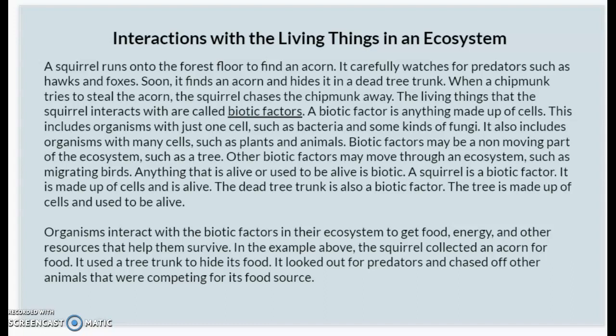A squirrel is a biotic factor. It is made up of cells and it is alive. The dead tree trunk is also a biotic factor. The tree is made up of cells and used to be alive. Organisms interact with the biotic factors in their ecosystem to get food, energy, and other resources that help them survive. In the example above, the squirrel collected an acorn for food. It used a tree trunk to hide its food, and it looked out for predators and chased off other animals that were competing for its food source.